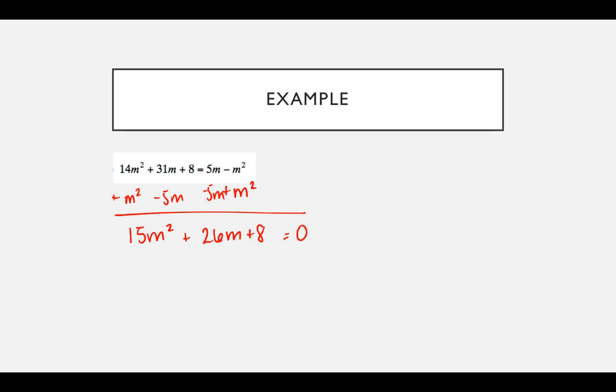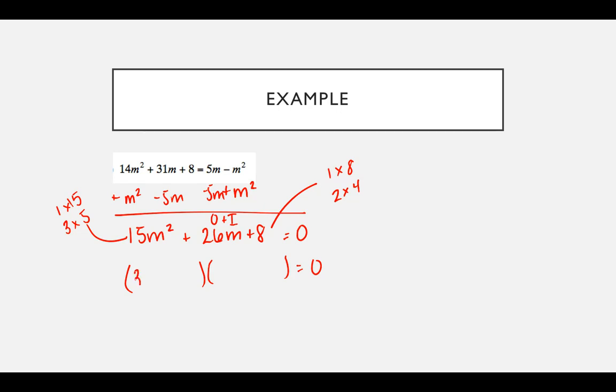So now this one's a little different from the last one. 15, 26, and 8 don't have any common terms. So we're going to go ahead and jump straight to the two sets of parentheses. Again, thinking about I can get 8 from either 1 times 8 or 2 times 4. I can get 15 from 1 times 15 or 3 times 5. And my outside and inside terms have to combine to give me that 26.